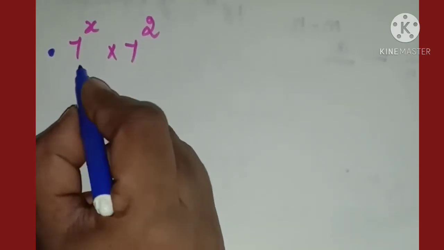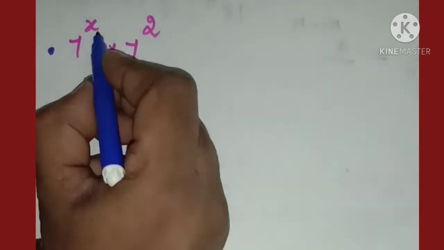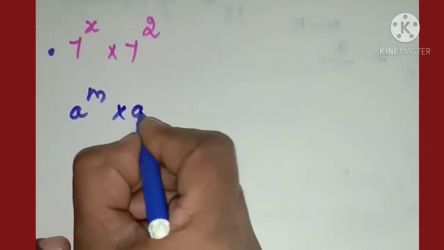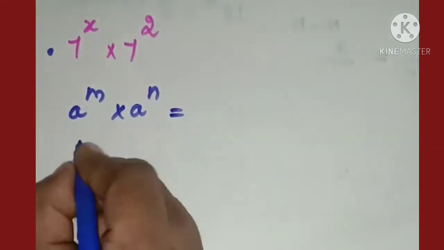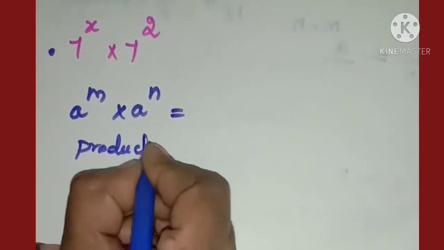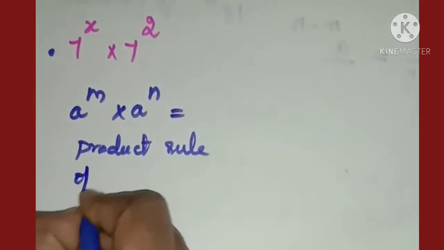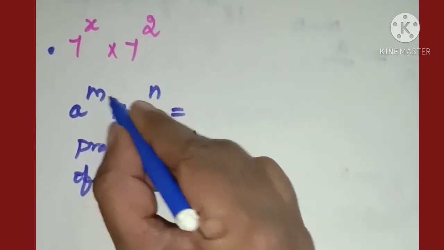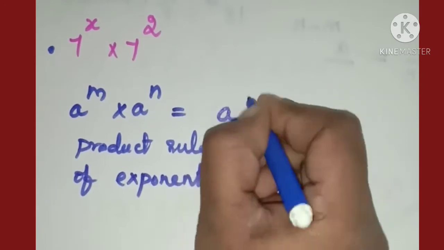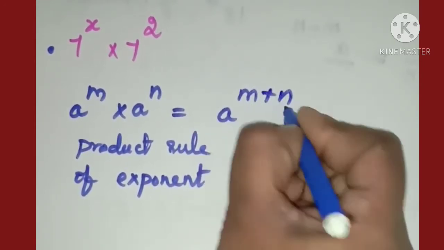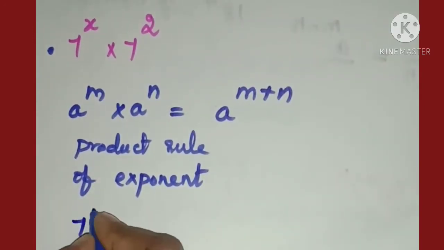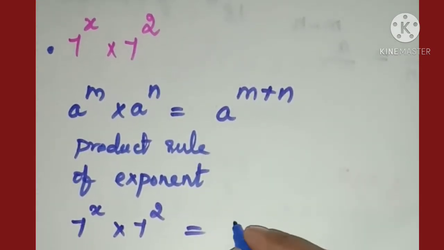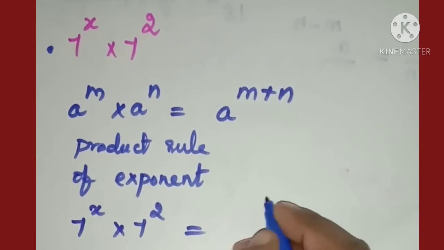Students, here also the bases are same and here it is of the form a to the power m into a to the power n. So which is the product rule of exponent. So that is a to the power m into a to the power n is equal to a to the power m plus n. So if the bases are same, we can take the sum of the exponents.